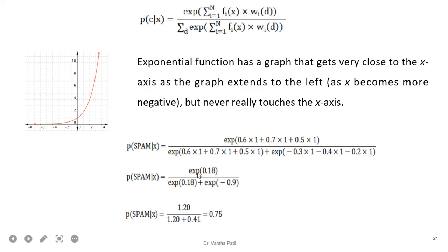The calculation is very easy. Here we are getting the exponents, and when we calculate we get the value 0.75. What is this? This is a probability. For this particular email X, the chance of it being spam is 0.75. So first we calculated the score for spam. Now we will calculate the score for non-spam and compare.